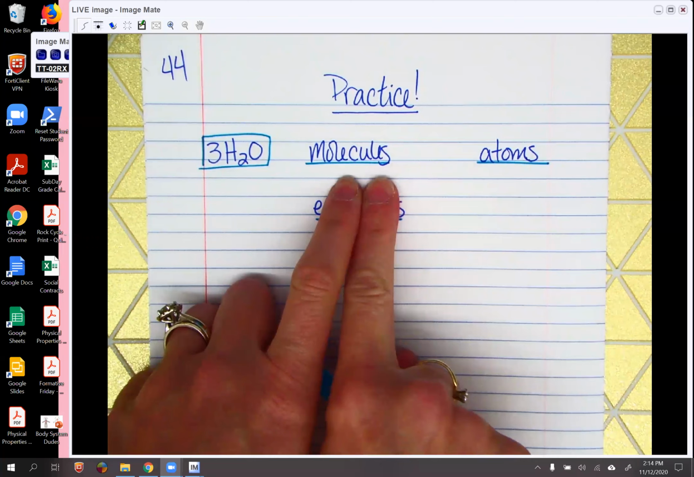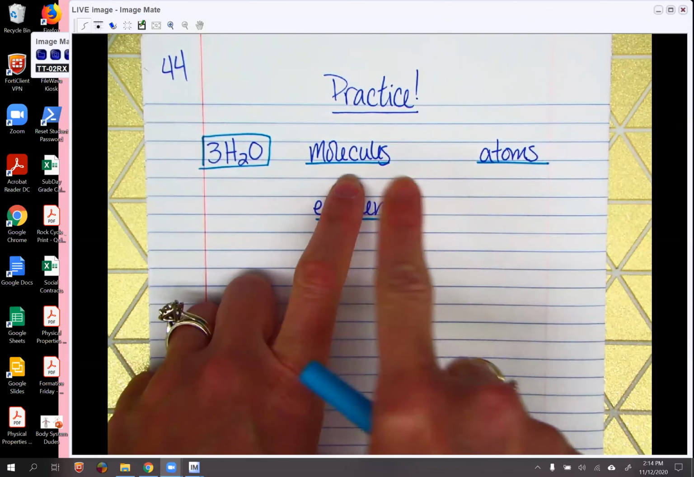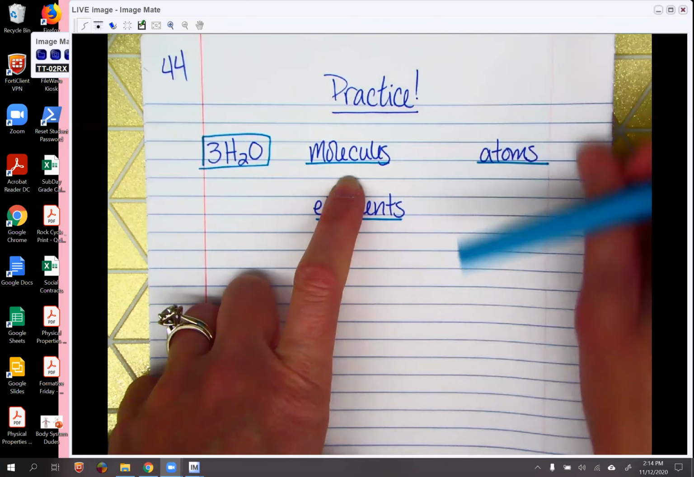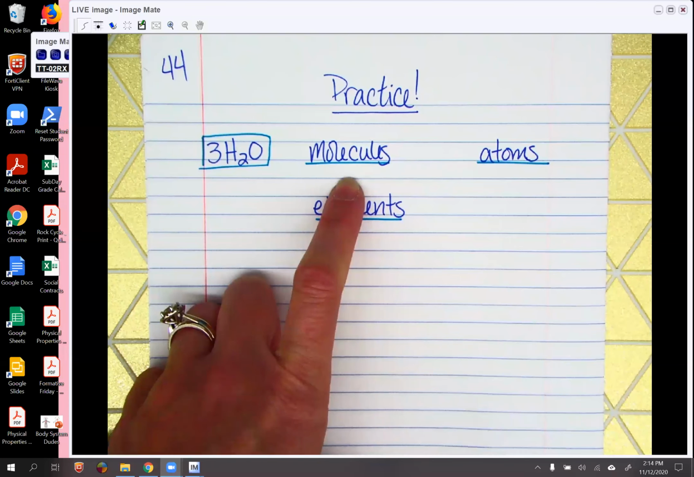So molecules. What from our notes tells you the number of molecules? David, if you're struggling to see, you absolutely can always go and come back.